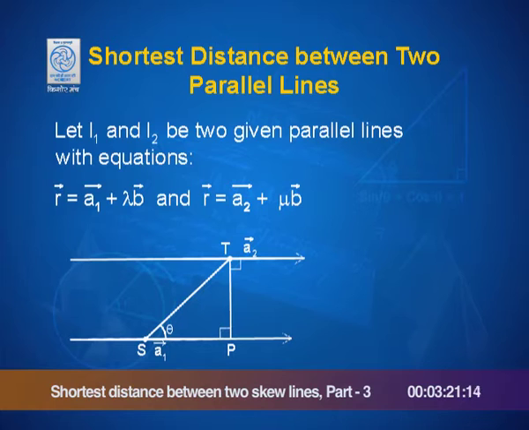If I take two lines which are parallel to each other, then their equations will look like vector r is equal to vector a1 plus lambda times vector b, and r is equal to vector a2 plus mu times vector b. Note that you have the same vector b in both the equations, and therefore, if I take these two lines now, they are parallel to the same vector b. S and T are the points with position vectors vector a1 and vector a2. So, if I draw perpendicular from T, then the distance TP is the required one.